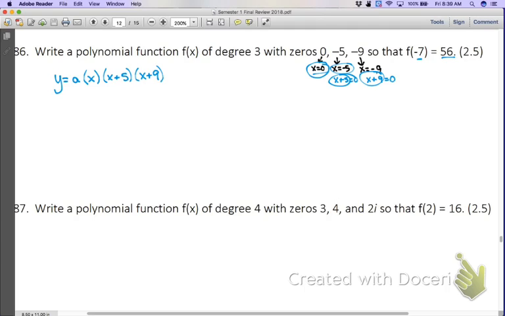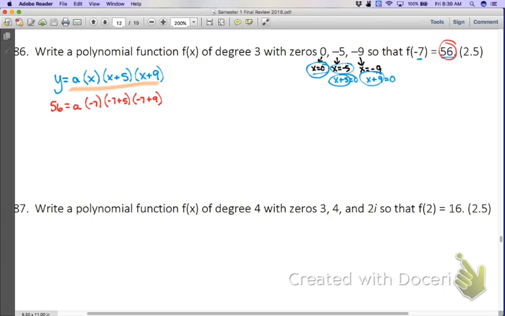So where is the 56 going to go? What value? Is it going to go in for x or the y? It's going to go in for the y. So I'm going to have 56 equals a times -7 times -7 plus 5 times -7 plus 9. I need to solve for a before I do anything with my function. And then I'm going to come right back up to here and actually put everything back together.